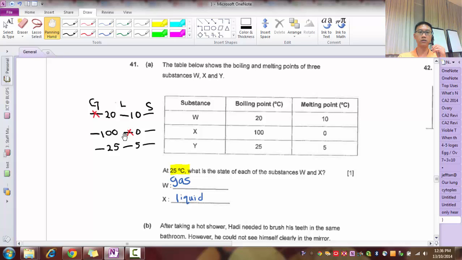So 25 degrees for W. 25 degrees is here, where my rate X is. So this is a gas. 25 is somewhere in between here, so this is a liquid. So that's how I decide whether one is a gas, one is a liquid.